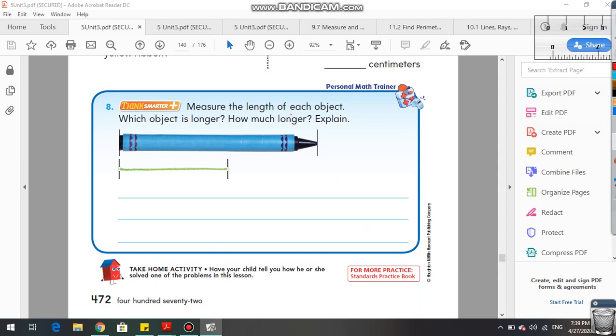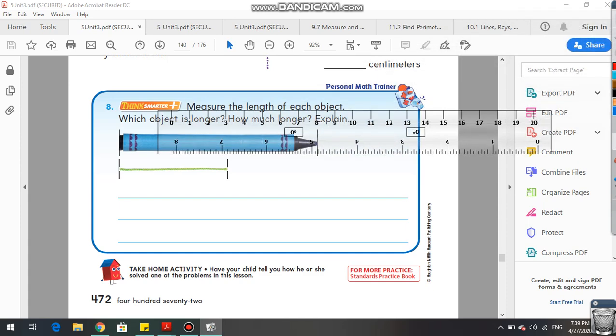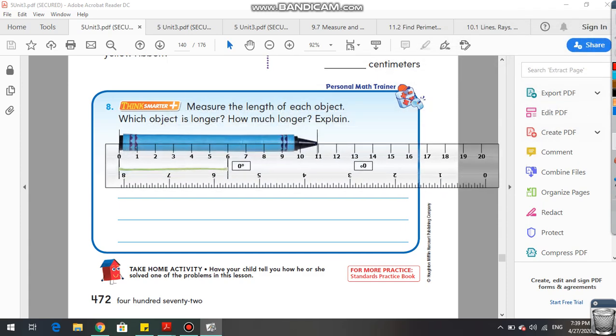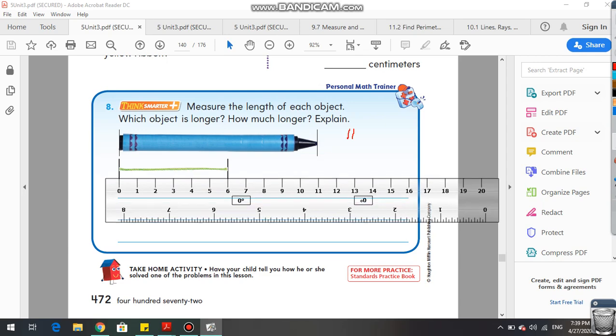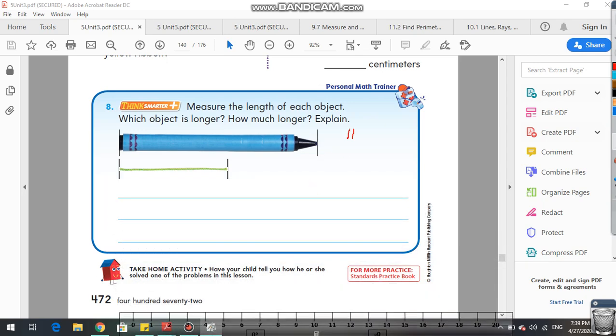Number 8. Measure the length of each object. Which object is longer? How much longer? Okay, let's measure the crayon. The crayon is 11, so I'm gonna write 11 next to it. And the yarn is 6, so I'm gonna write 6. So which one is longer? The crayon.